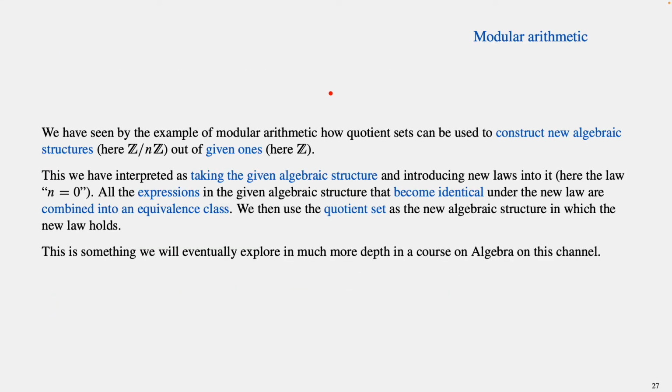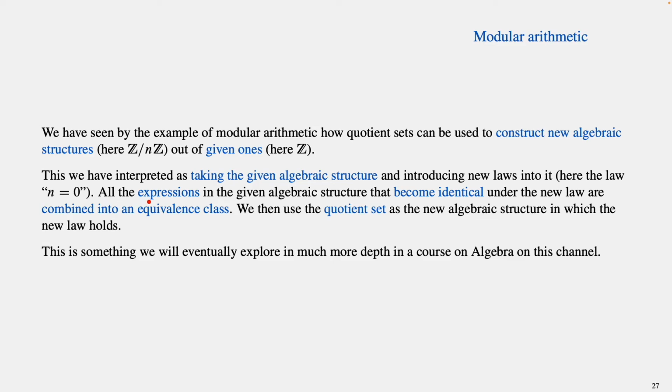To recapitulate what we have learned, we have seen by the example of modular arithmetic how we can use quotient sets to construct new algebraic structures, in this case Z over nZ, out of a given algebraic structure, in this case the integers with their usual arithmetic. And we have interpreted this as taking the given algebraic structure and introducing new laws into it. In this case only the law n equal to 0 if we compute modulo n.